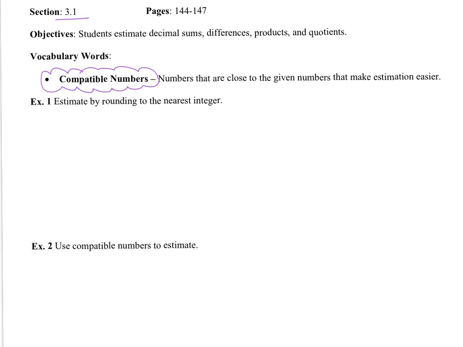So that's how the textbook defines it. I'm just going to make a side note here and just say it is numbers we can use for mental math. Okay?